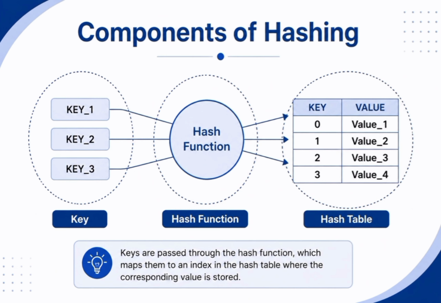These are the three main components of hashing. First is the key, which is the data we want to store. Next is the hash function, which converts the key into an index. Finally, the hash table stores the value at that index. As we discussed earlier with the school locker analogy, the student's ID is the key. The office assigns the locker number like the hash function, and the locker itself is the hash table where the student's belongings are stored.